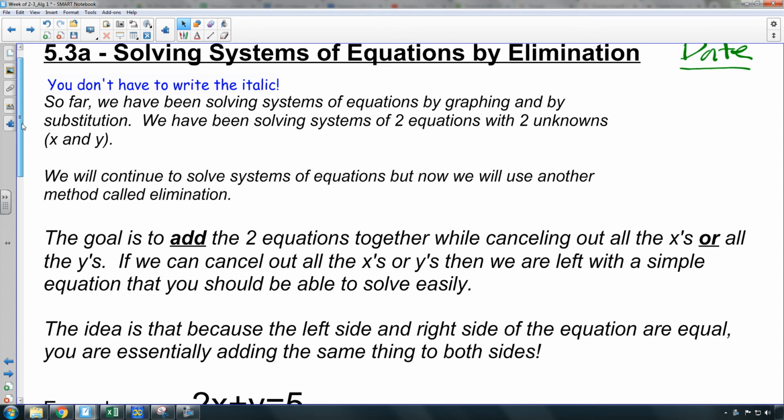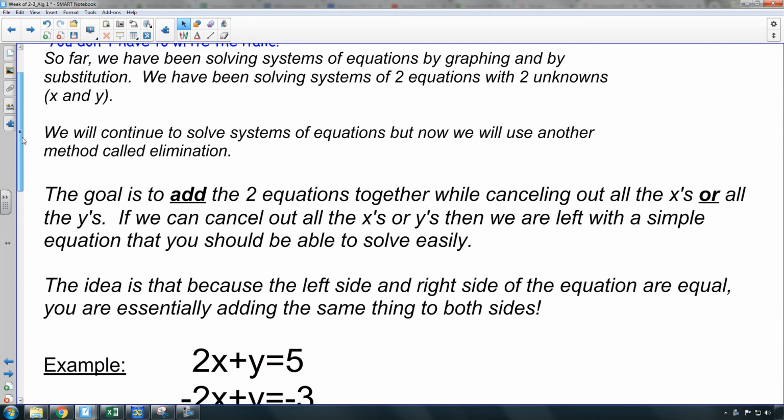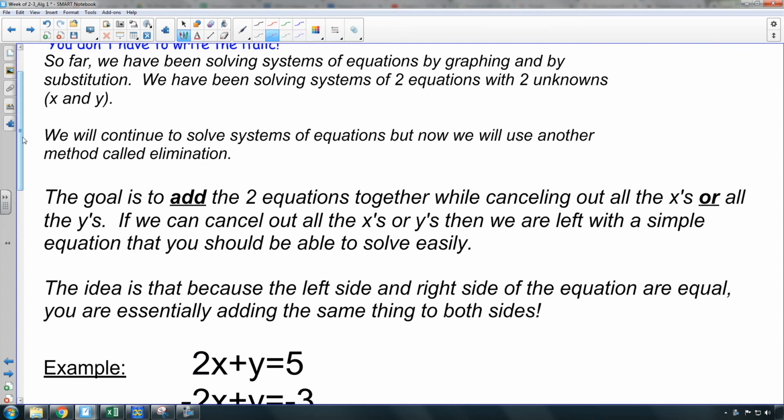So far we've been solving systems of equations by graphing and by substitution. You graph the two lines and you find out where they intersect, right? Which is this one. You find out where these two lines intersect and that's the answer. That's graphing a system of equations. There's the solution. And we've also been using substitution. Hopefully you're feeling pretty comfortable with it.